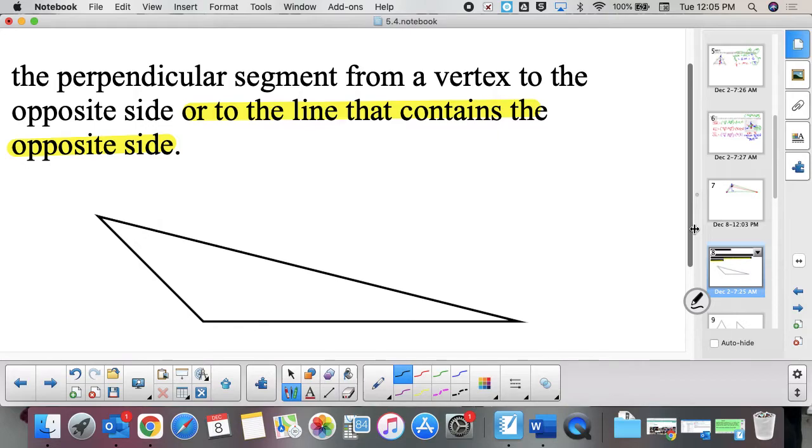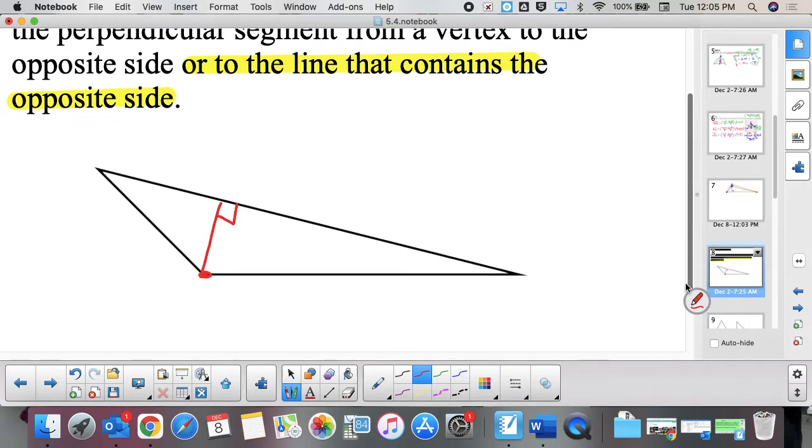Now, it adds in this part, or the line that contains the opposite side, because when you look at an obtuse triangle, I can draw this one in. That one was pretty easy to draw. I cannot draw the other two, though, because they are going to be outside the triangle. If I come to this top point, the opposite side is this horizontal line that's there. To be perpendicular to a horizontal line, I need to make a vertical.